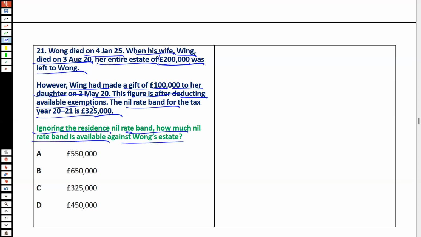Okay, so all of our estate was left to Wong. So this part of the estate is exempt because it is a transfer between spouses. Since this is a transfer between spouses, it is exempt.